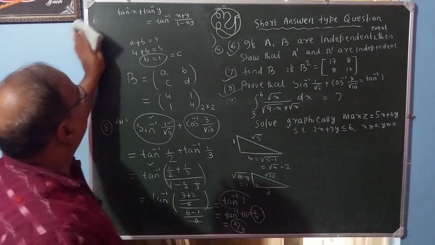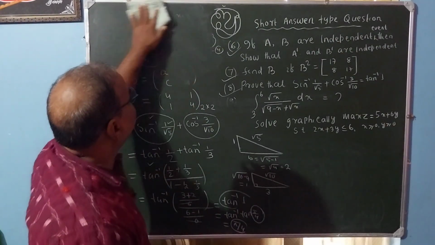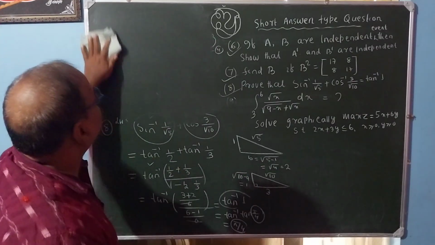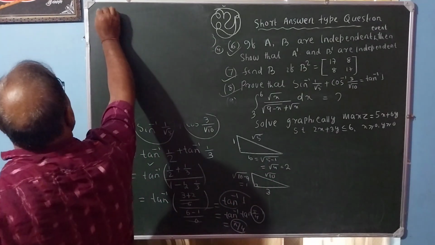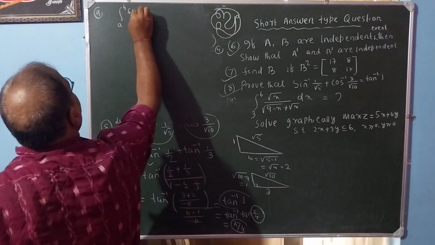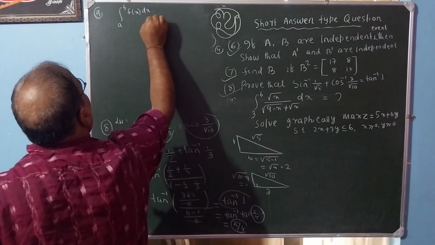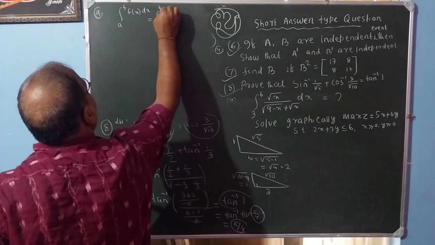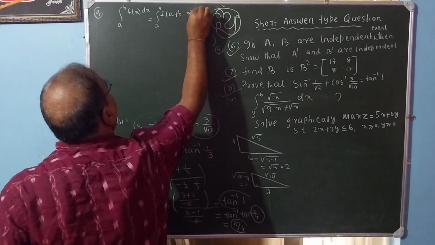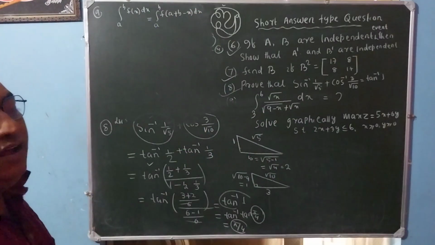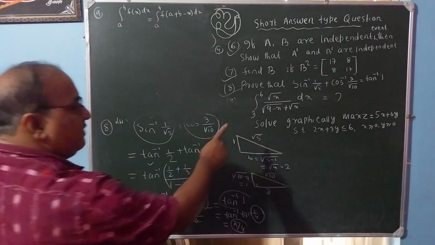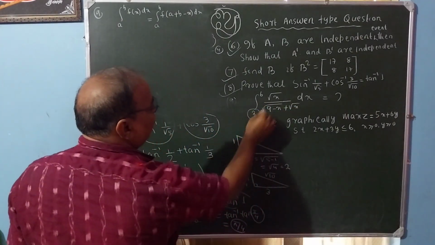Now we have to work out question number 9. Very important question. So how can you do it? Write down question number 9. From the integral, we know integral from a to b of f(x) dx is equal to integral from a to b of f(a plus b minus x) dx. This is a very important formula in definite integrals. So using this concept, a is 3, b is 6.